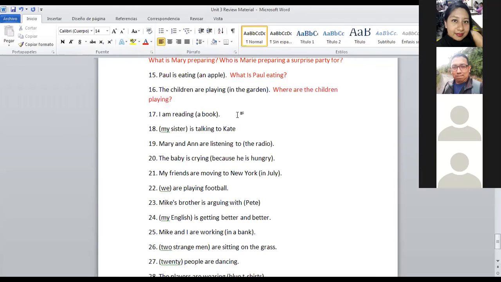Vicente, a book. The answer is a book. What am I reading? Okay, very good. That could be one question. The other one is, what are you reading? Okay, it's also possible. What are you reading? I am reading a book. So both are very good. Okay, the next one.